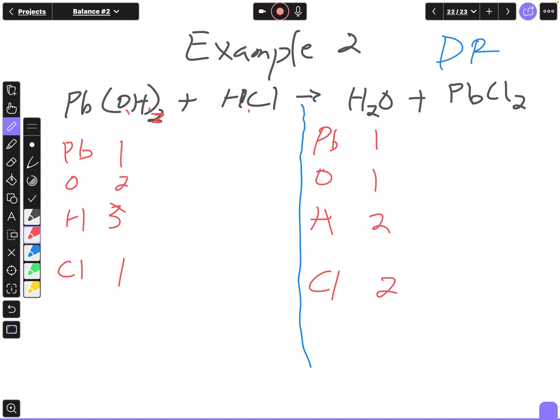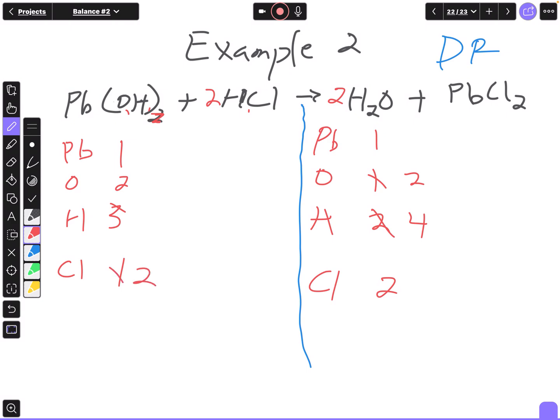I have 2 on the left. I need 2 on the right, so I'm going to have to put a 2 right here. That's going to make me have 2 oxygens. It's going to change my hydrogens to 4, 2 times 2. So now I can balance my chlorines. I got 2 on the right, I need 2 on the left. I can only put 2 right here. That's going to change my chlorines to 2.